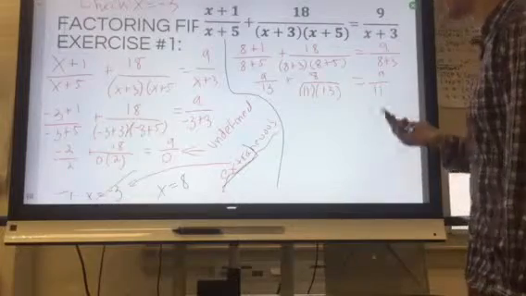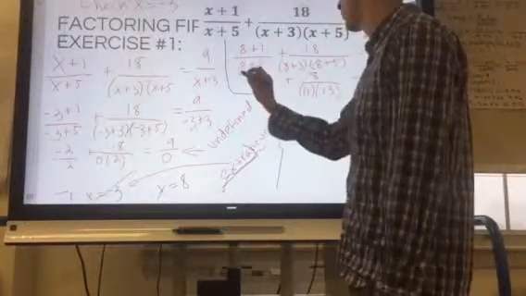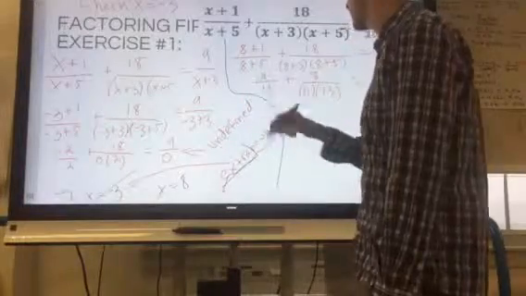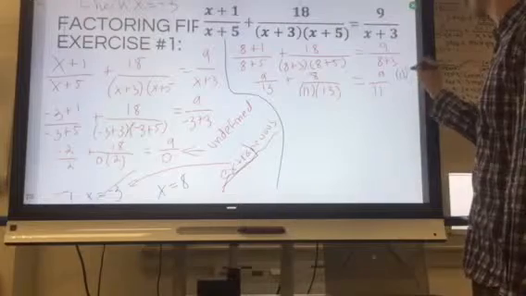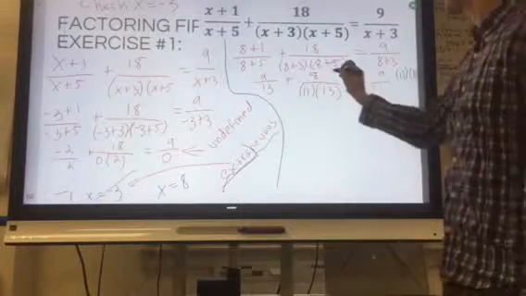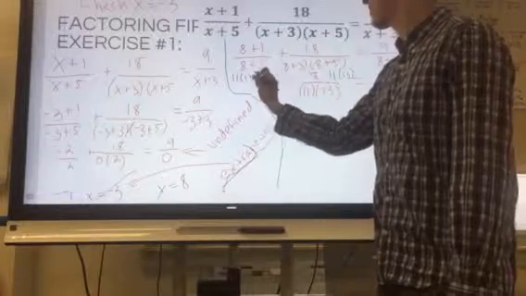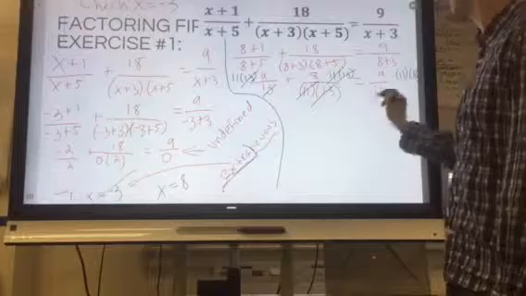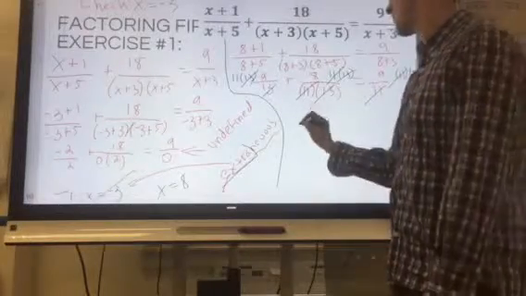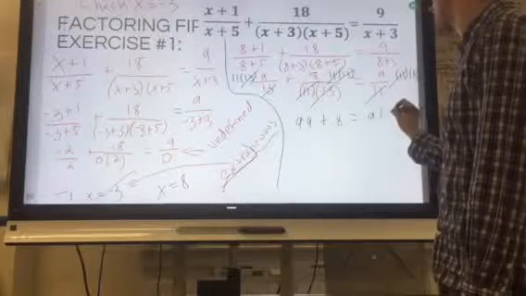So now, I'm going to once again check my work. I'm going to add the two fractions together. Actually, least common denominator. Multiply each by 11 and 13. The 13's cancel. 11 cancels. So I have 99 plus 18 is equal to the quantity of 9 times 13.